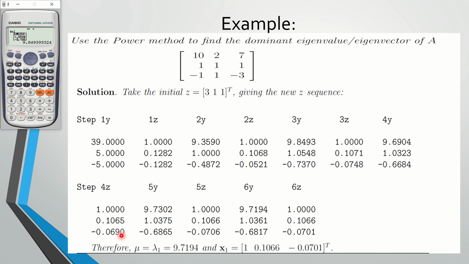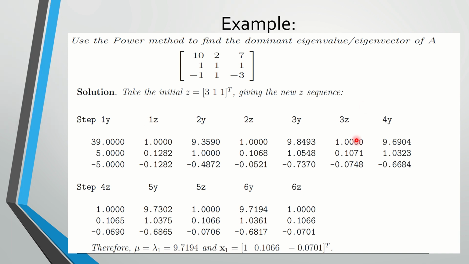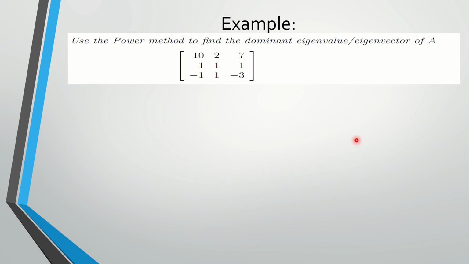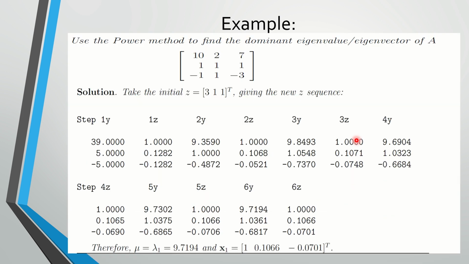So at the end, we basically reach which number? We are reaching towards 9.7194, right? That is the largest eigenvalue, whereas this is the corresponding eigenvector, right? So let's clear this. Okay, so next, you should do some examples by yourself just to practice it. We have done that, and you have found these values as well.